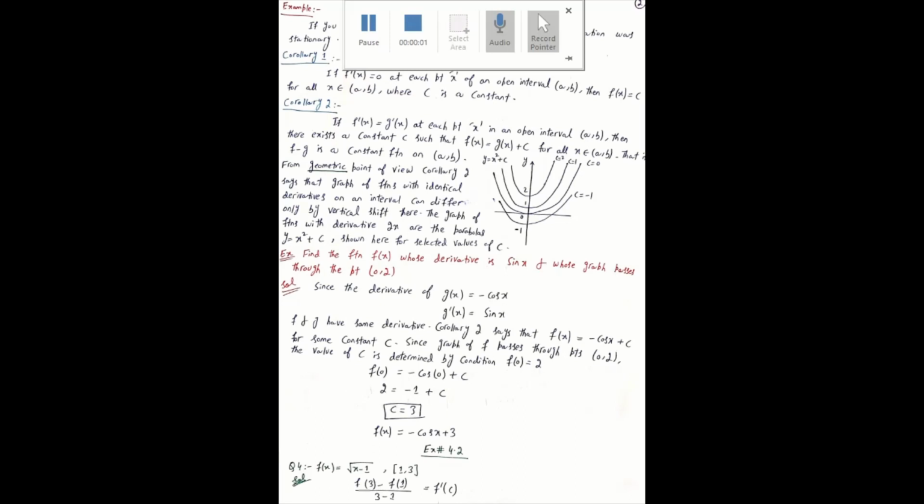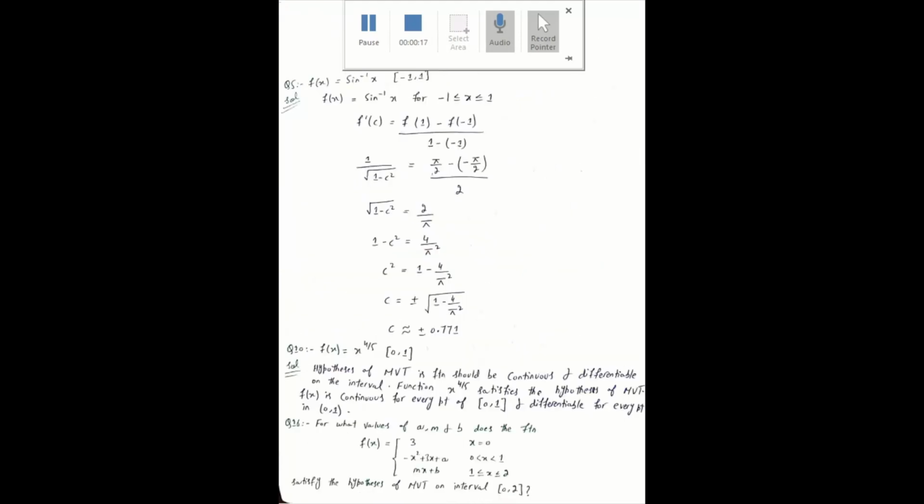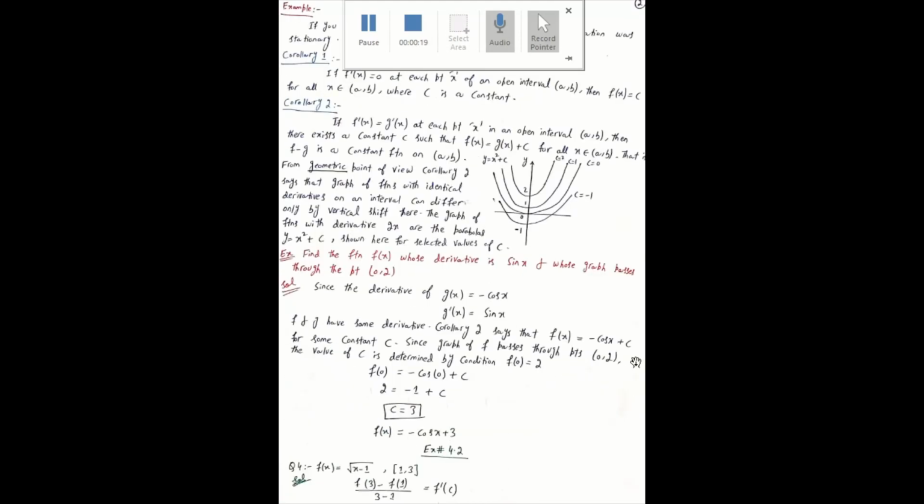Now let's discuss exercise 4.2. In question number 4, we have to find the value of c that satisfies the equation, the average rate of change equals the instantaneous rate of change, in the conclusion of the mean value theorem for the function and interval. Now here is the question: f of x is the square root of x minus 1 and the interval is 1 to 3.